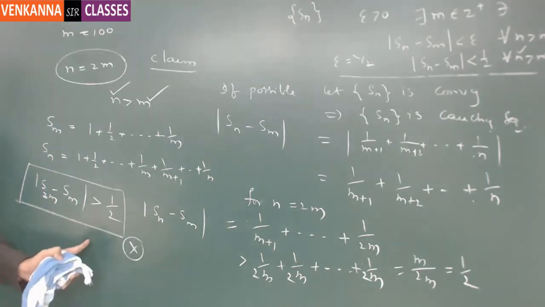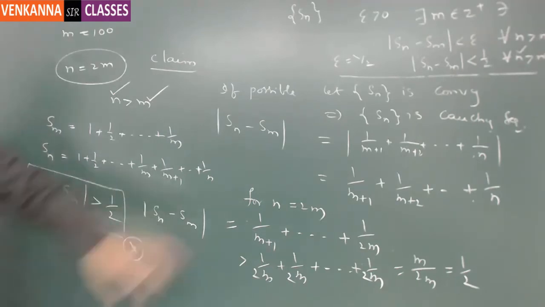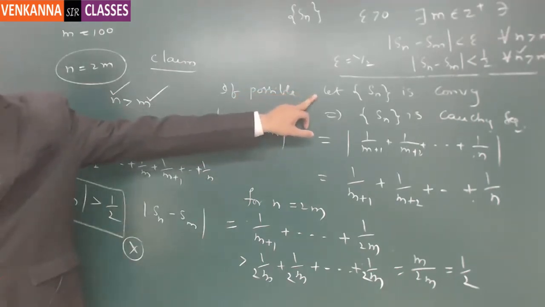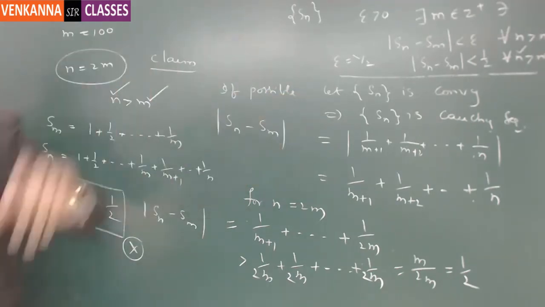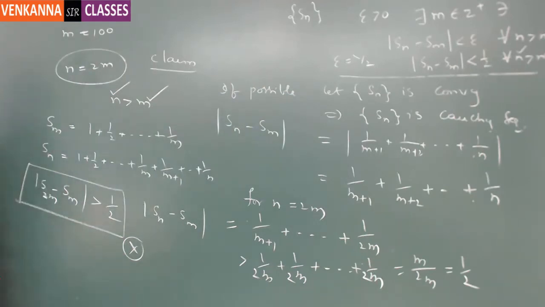So why is this contradiction arrived? In the beginning, you have taken that it is convergent. So it must not be convergent. That was the conclusion. Okay? Does it make sense?